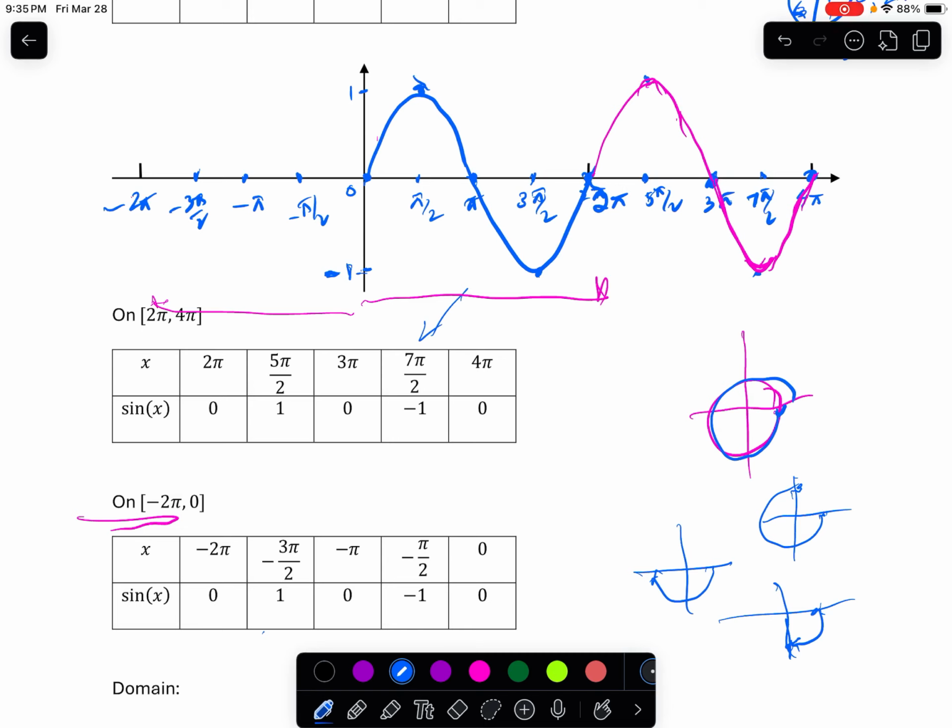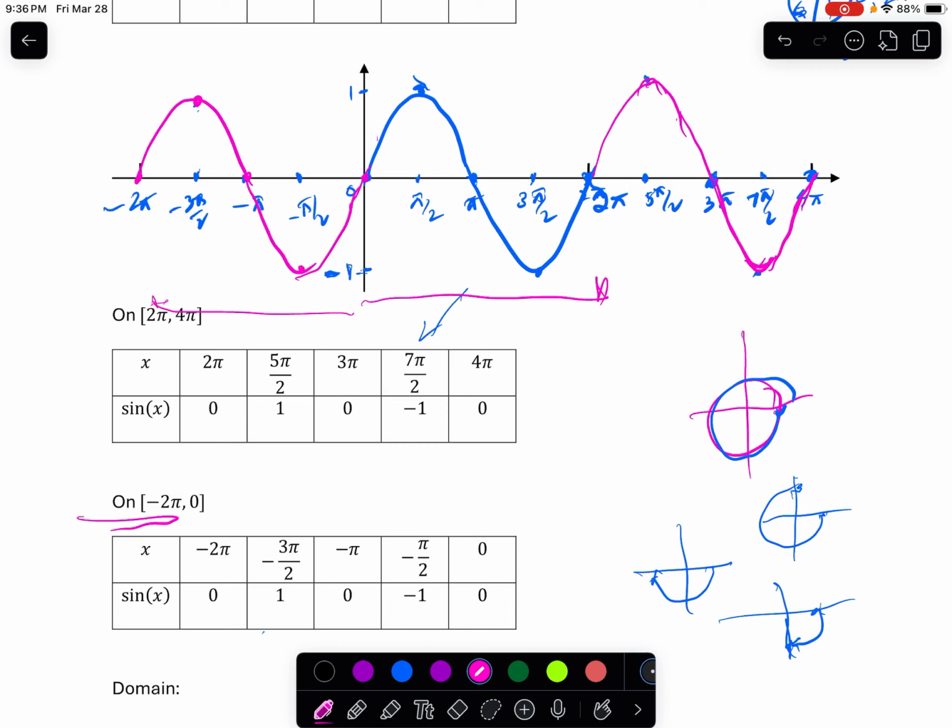So we get at negative 3 pi over 2, the value is 1. At negative pi, the value is 0. At negative 2 pi is 0. At 0 is 0. At negative pi over 2, the value is negative 1. So now, doing the same thing, we get this.